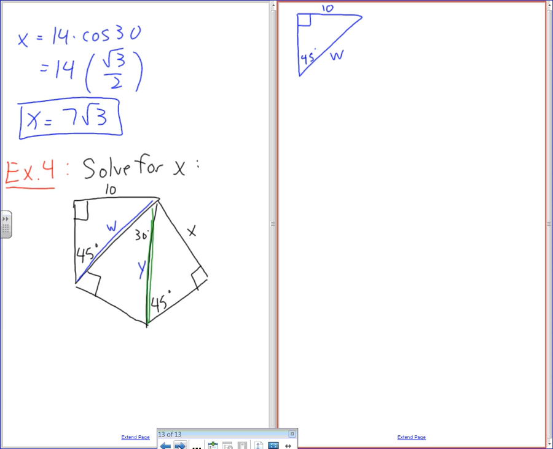Okay, how am I going to solve that, without using your calculator? Am I using sine or cos or tan? I'm going to use sine for this one. Why is it going to be sine? Yeah, it's going to be opposite. Now, cos would work with the other angle, but with this one, we're going to say sine 45 equals 10 over W.